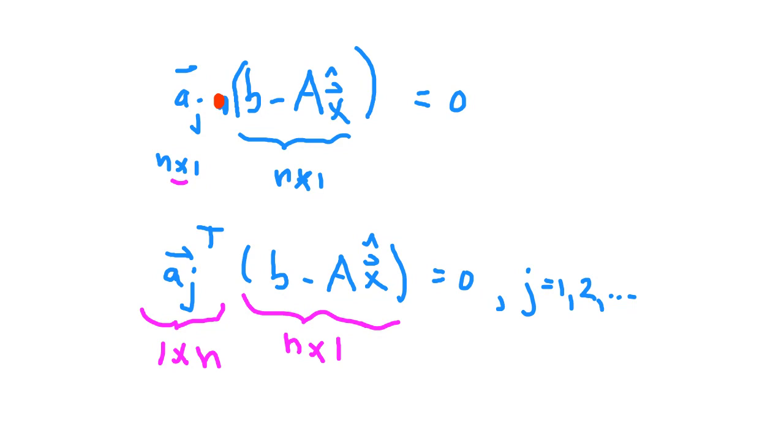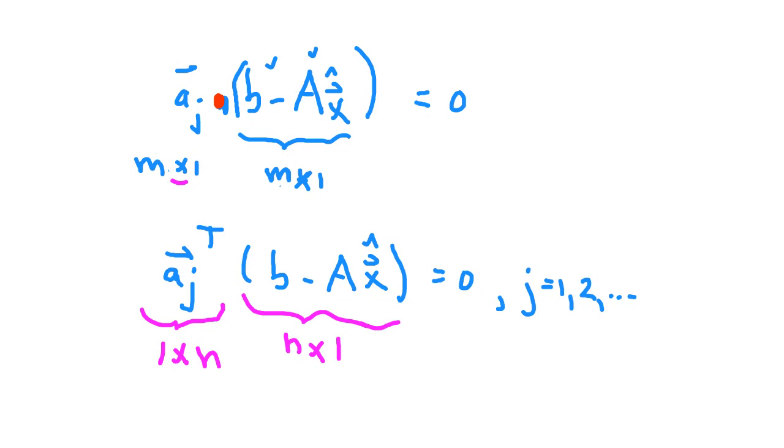Actually, I do have one mistake here. In the book, hold on here, everybody, one moment. Yeah, the vector B and A times X hat are in m-dimensional space. So the vector B minus AX hat is m by 1, and the vector A sub j is an m by 1 vector, okay?